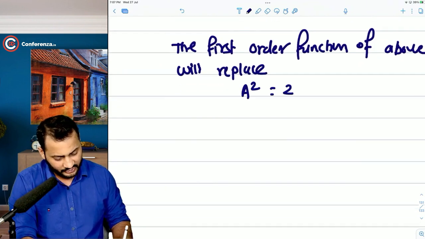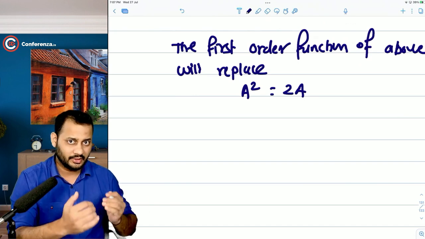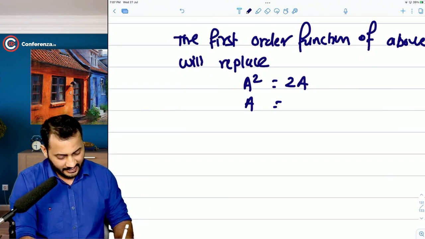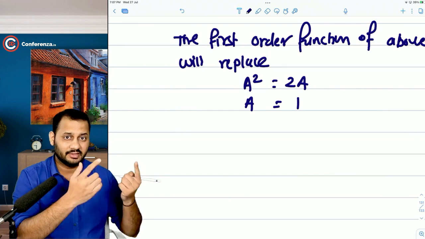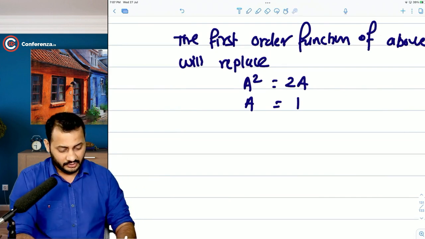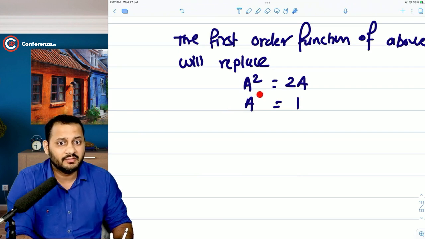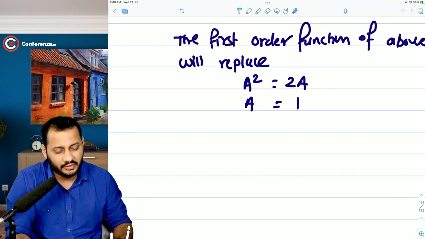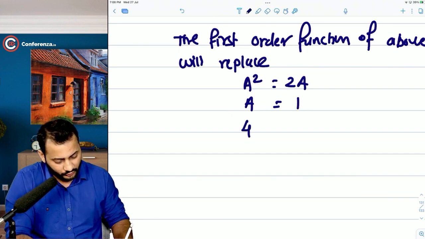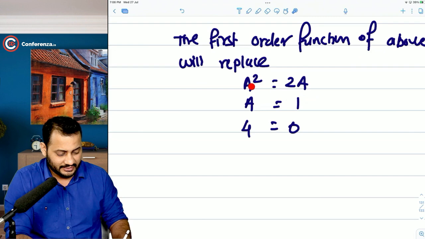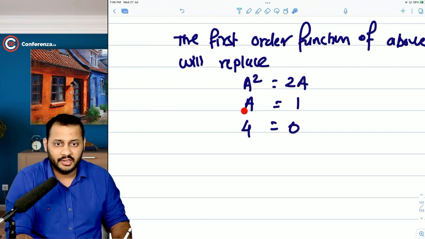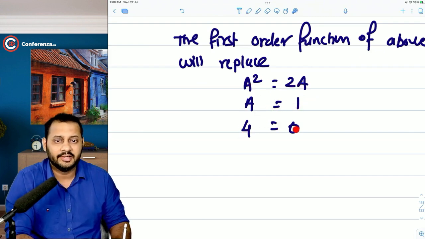We replace a square as 2a. Am I right? 2 will come in front, and a as 1, because there is a power of 1, and if we take the 1 in front, it will be a to the power 1 less, meaning 0. A to the power 0 means 1. So 1 multiplied by 1 is 1. And let's say 4, so 0. So if it is a square, write it as 2a; a, write it as 1; 4, write it as 0.